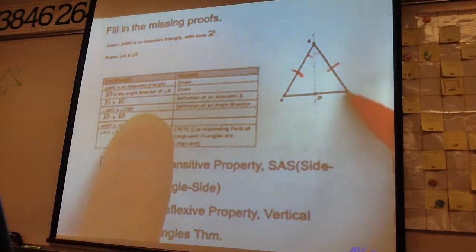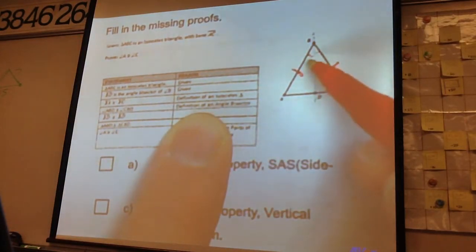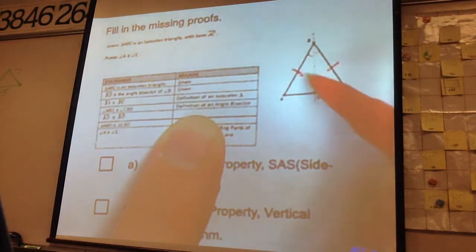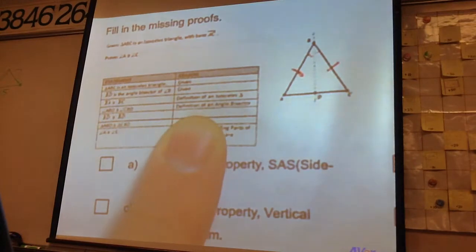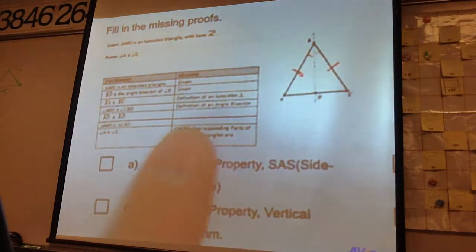Angle ABD equals angle CBD, by the definition of an angle bisector. We already marked that. That was like a conclusion, because that was the bisector. Sometimes they'll put that as two steps, so don't let that confuse you. It's just saying, hey, those are the same.